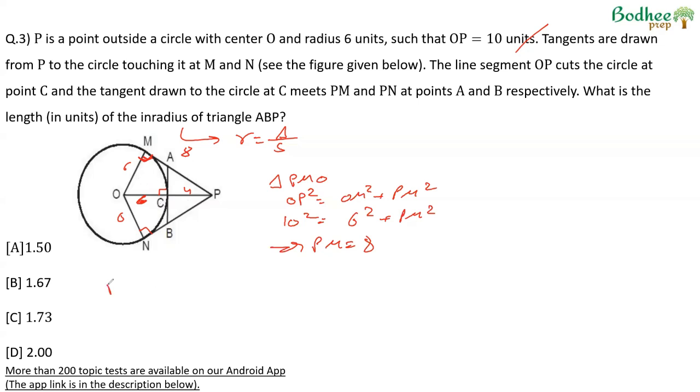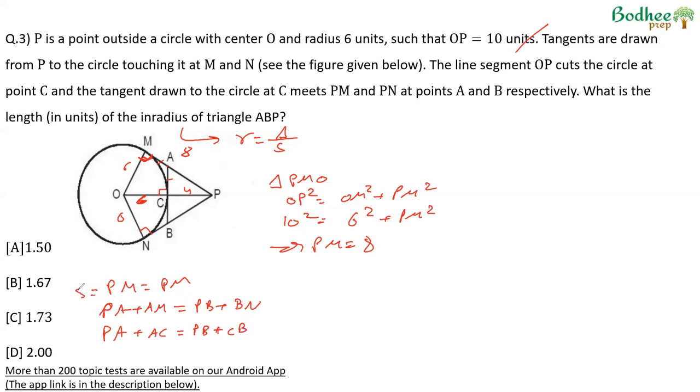Next, we also know that PM will be equal to PN, since tangents from the same point are equal. PM is nothing but PA plus AM. PN is nothing but PB plus BN. Also, if we look at point A, AM and AC are tangents from point A. So AM and AC will be equal. Therefore, PA plus AC will be equal to PB plus CB.